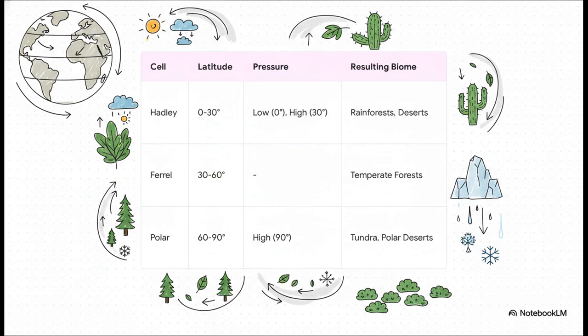You can draw a straight line from the Hadley cell's low pressure at the equator to rainforests, and its high pressure at 30 degrees to deserts. The Ferrel cell's mixing zone gives us temperate forests, and the polar cell's cold, dry, high-pressure system gives us tundra. The cells literally architect the world's ecosystems.